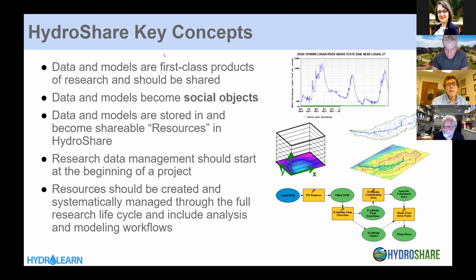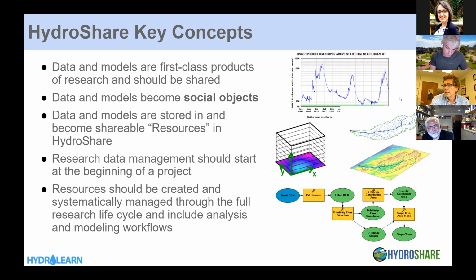So there's a couple of key concepts that are in play here. First is that data and models are first-class products of research and should be shared. They then become social objects. So it's not only the scientific papers we write, but also the data underpinning them that needs to be out there for people to use and develop trust in the research work we do.